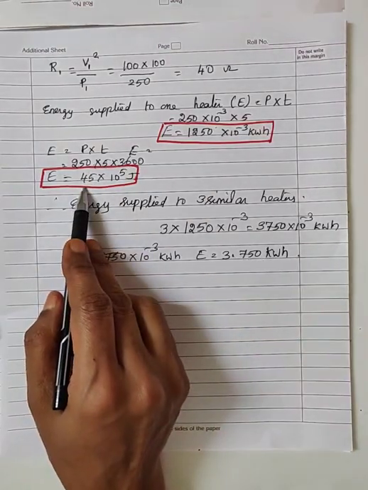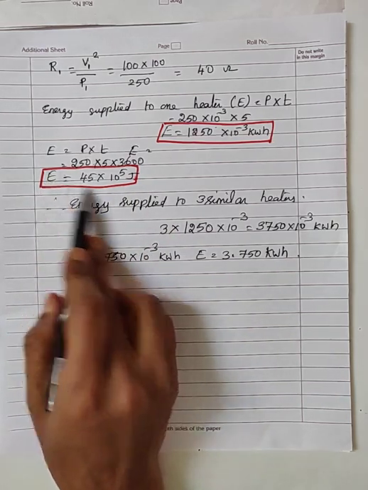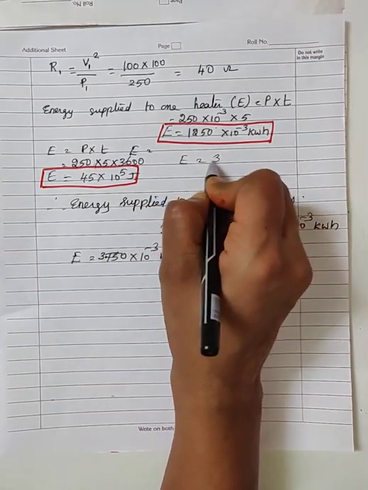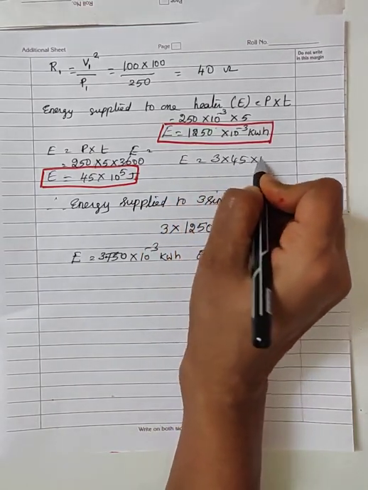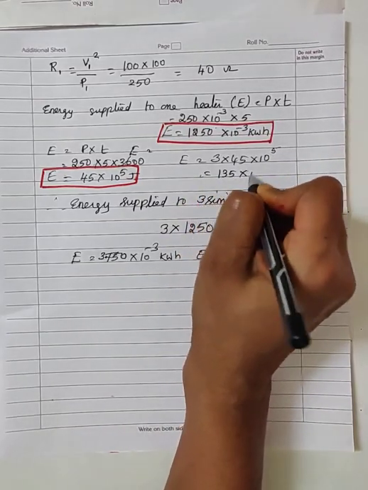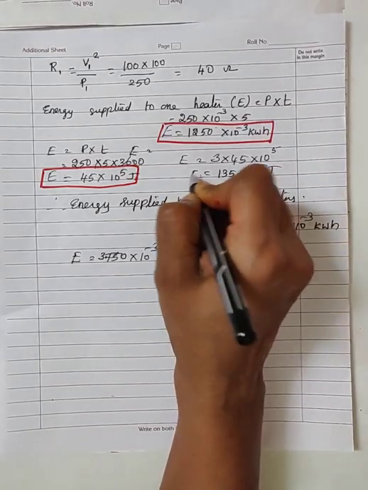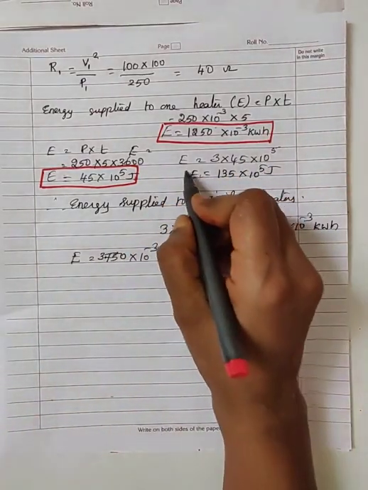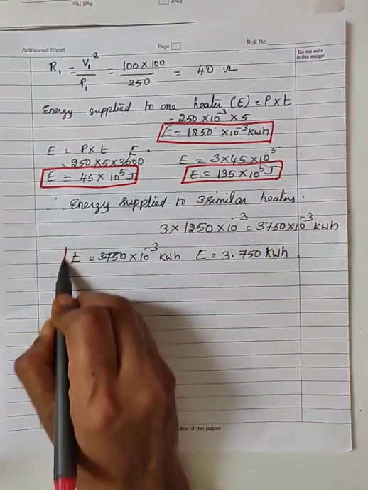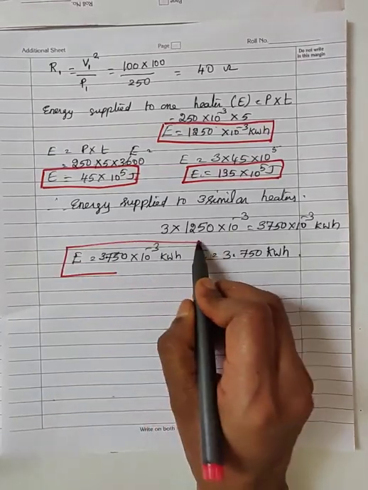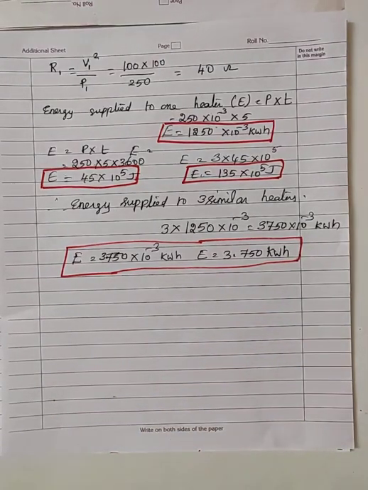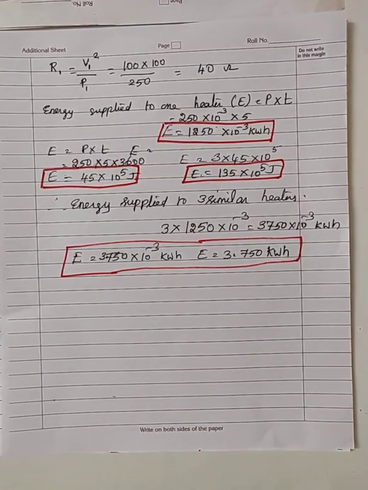Similarly, you can calculate this energy in joule also. For one heater, the energy consumed is 45 into 10 power 5. So, 3 such similar heaters means E is equal to 3 into 45 into 10 power 5. 3 into 45 is equal to 135 into 10 power 5 joule. So, E is equal to 135 into 10 power 5 joules is the total energy consumed by all the three heaters in joule. In kilowatt hour, the total energy consumed by three similar heaters is equal to 3.75 kilowatt hour.